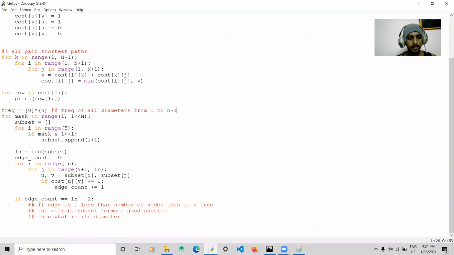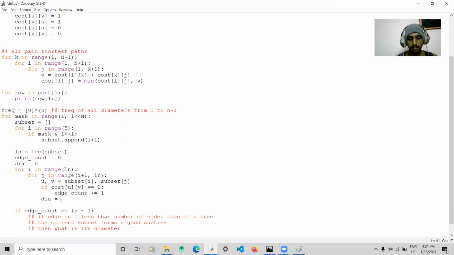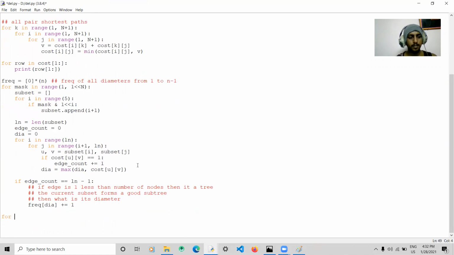So what we will do here is, what is its diameter? We can find the diameter actually. Diameter is the longest path in the tree. So the longest path is basically the maximum distance between u and v, and that will be our diameter. Keep iterating around the pairs and see which pair are the farthest ones, and you'll get the diameter. And here just increase your diameter's frequency by 1. So you have computed it.